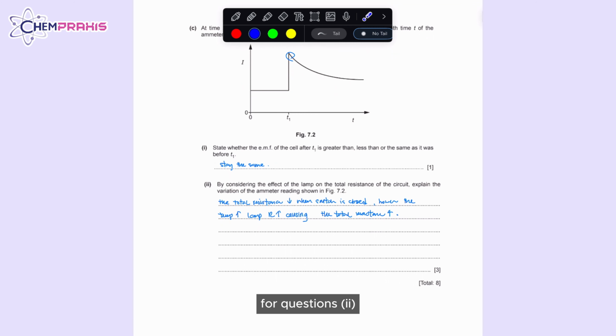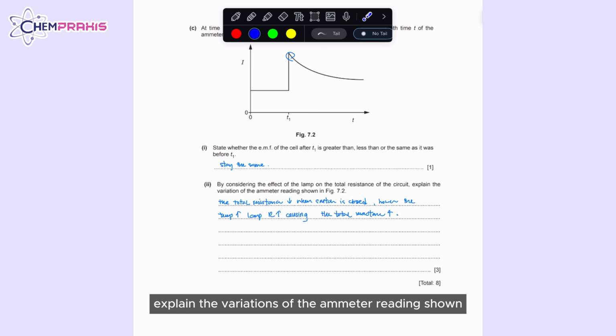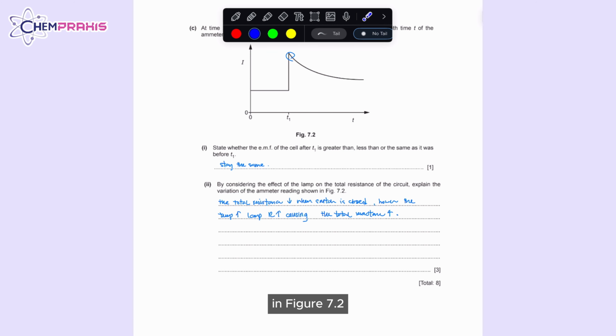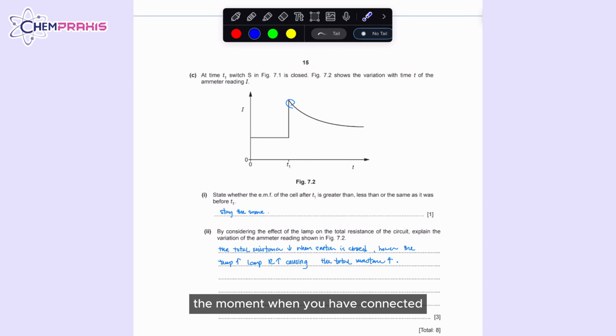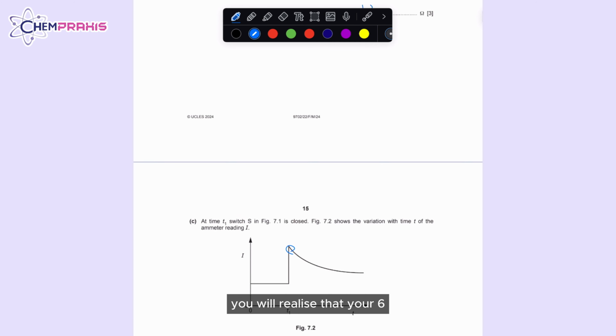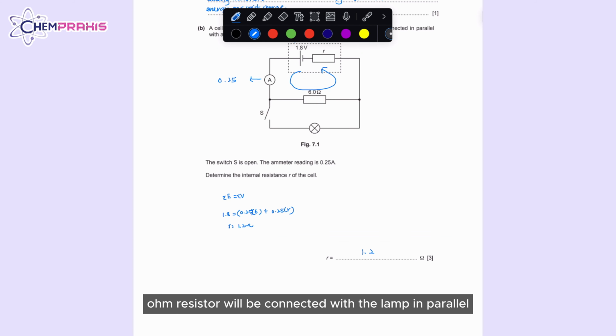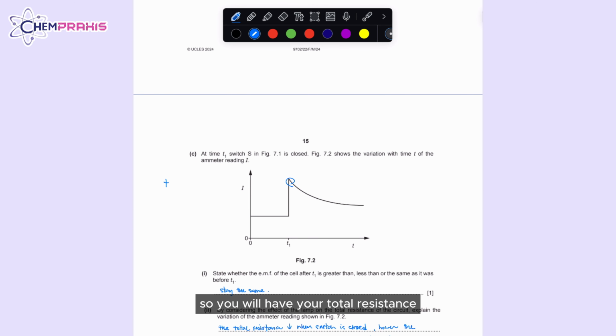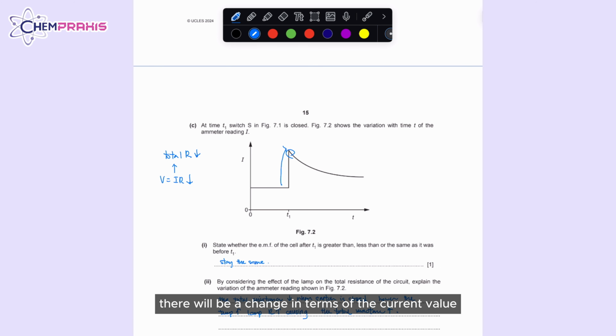For Roman 2, by considering the effect of the lamp on the total resistance of the circuit, explain the variations of the ammeter reading shown in figure 7.2. So the moment the switch is closed, you will realize that your 6 ohm resistor will be connected with the lamp in parallel. So your total resistance reduces. As V equals IR, when your resistance decreases, you will have a higher current, and that is why there will be a change in the current value in the ammeter.